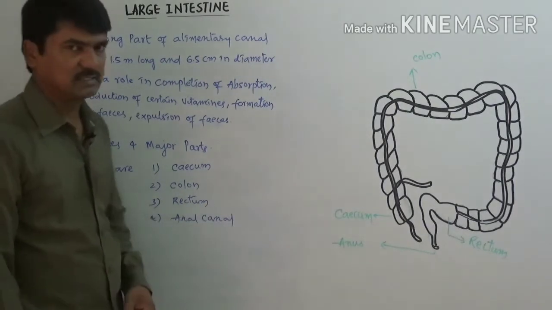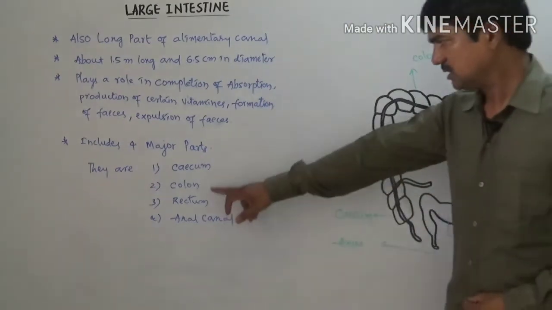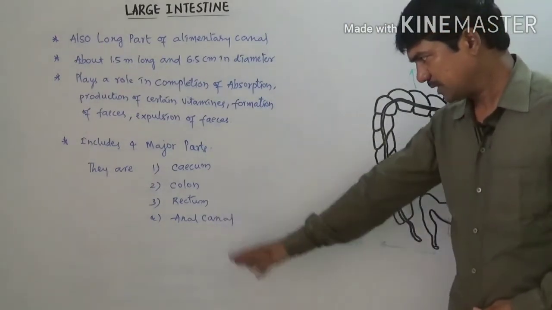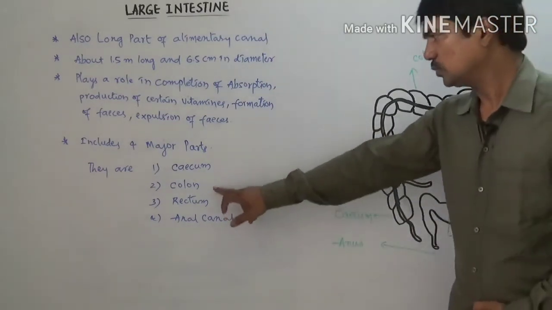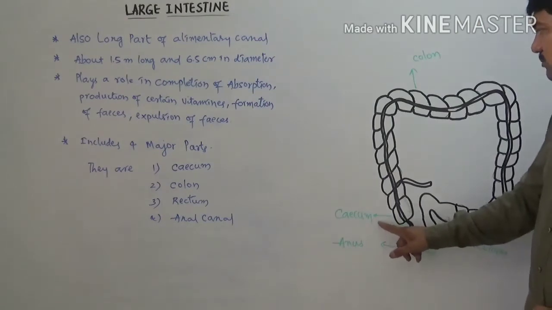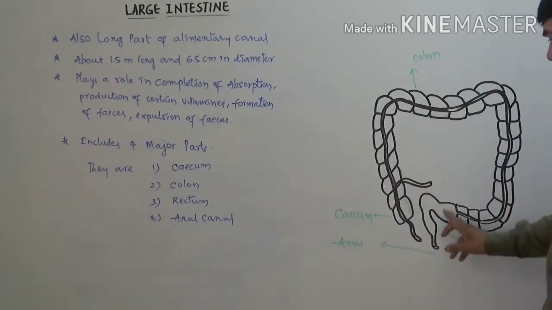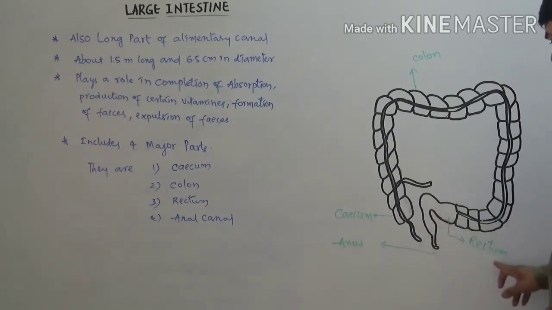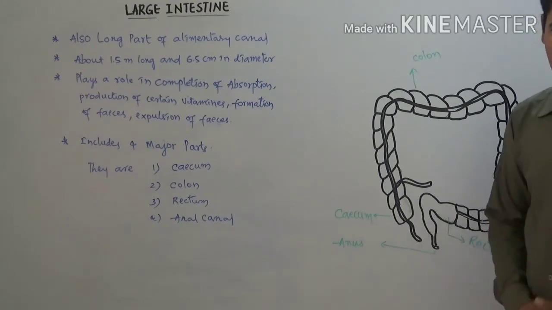So now we can say that the large intestine has 4 parts: the anterior part, the middle part, the posterior part, and finally the part that opens outside, the anal canal. Cecum, colon, rectum, anal canal. This is the cecum, this coiled structure is known as the colon, and here a large sac-like structure is called the rectum, which finally opens outside to the anus or anal canal.